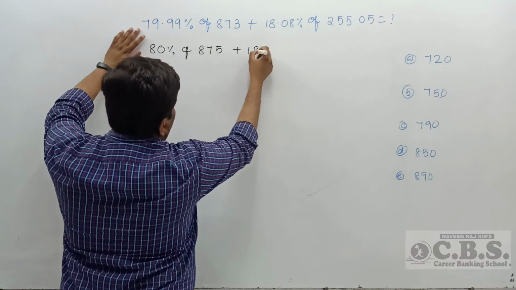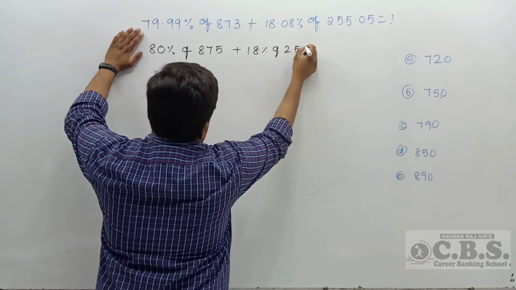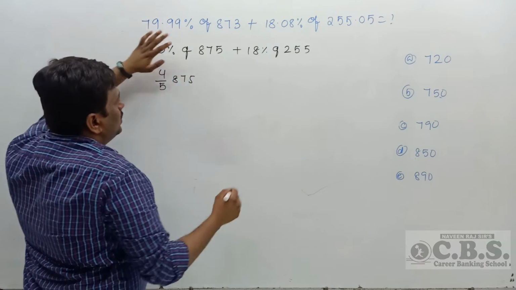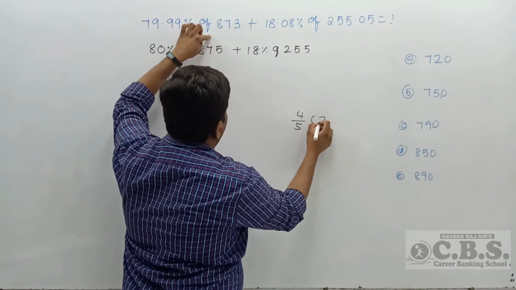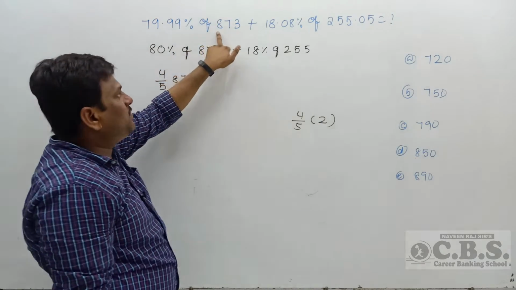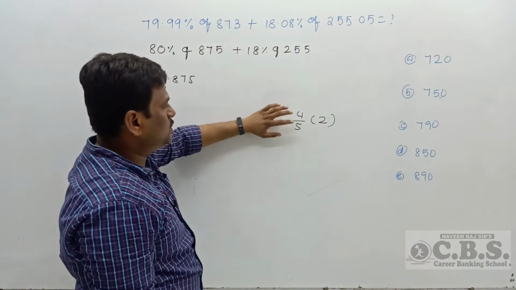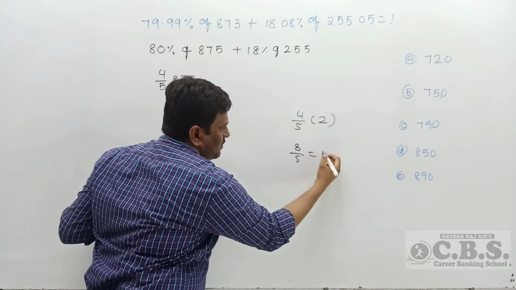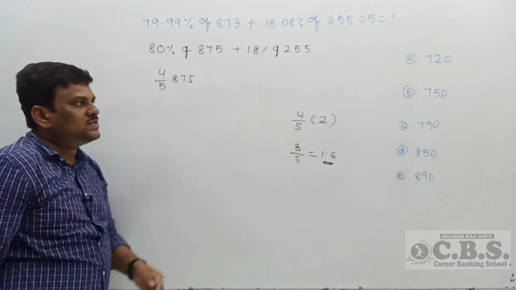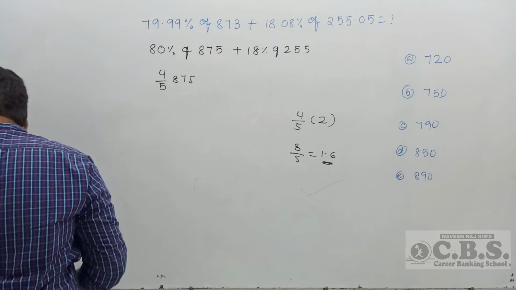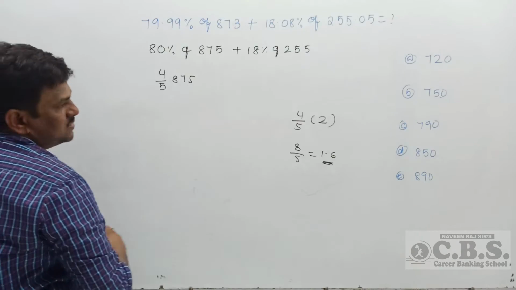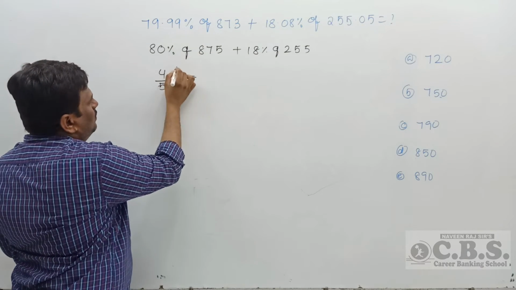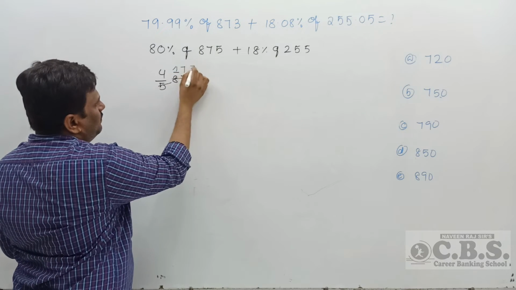Okay, I take it as 18% of 255. 80% means what? 4 by 5 of 875. So here I increased to 4 by 5 of 2 increased. Get my point? So instead of taking 875, I took 875. So 4 2s are 8. 8 by 5, nothing but what? 1.6 increased. But the difference is not in a decimal. The difference is approximately 30. Some is 30, some is 60. Okay, so that's why I increased is 875. 5 how many times? 5 ones are 5, 37. 5 7s are 35. 5 5s are.